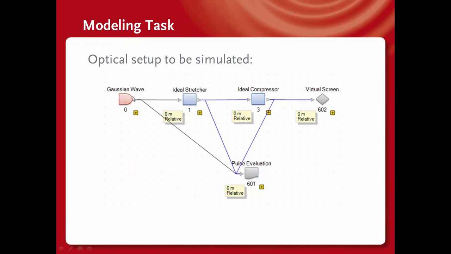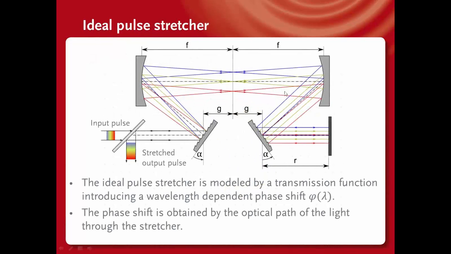Our optical setup, which we have built up in VirtualLab, looks like the following. We have the Gaussian wave, and we have a stretcher, and we have the compressor, and always after each component we evaluate the pulse length, and the center position, the full width half maximum is evaluated, and we will see how it is changing.